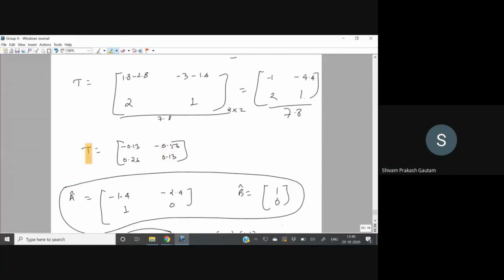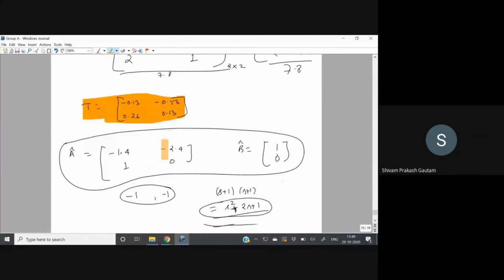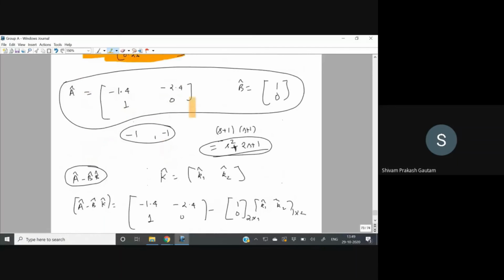You can see why we calculate the transformation matrix: by this we will calculate how much feedback K is required. K will be equal to K cap into T. K cap is the feedback required in control canonical form, so we will calculate K cap. A cap is given, that is the control canonical form, B cap is given, and the poles should be at -1 and -1. So we can form the characteristic equation, and it will be s squared plus 2s plus 1.